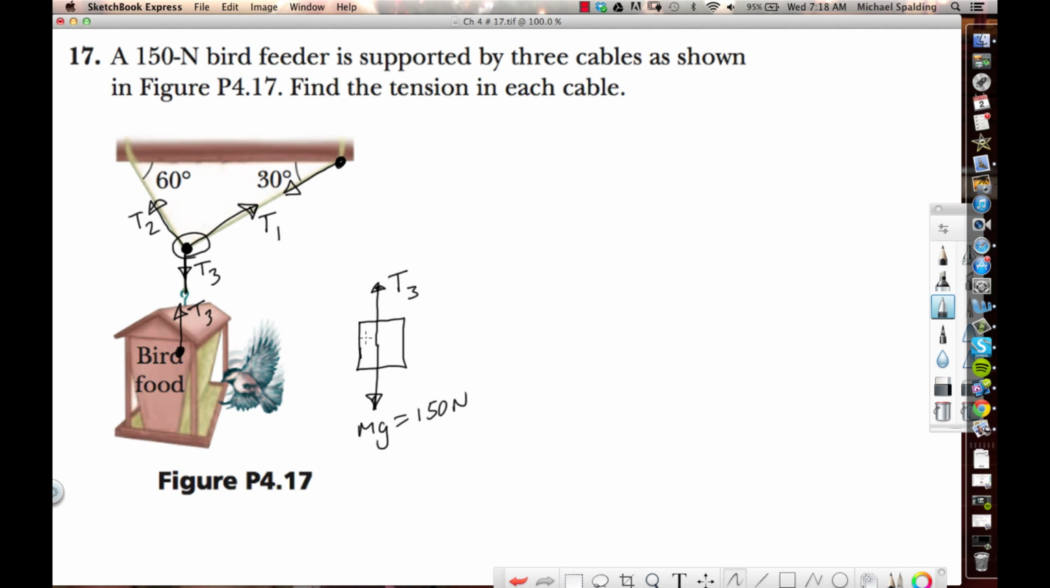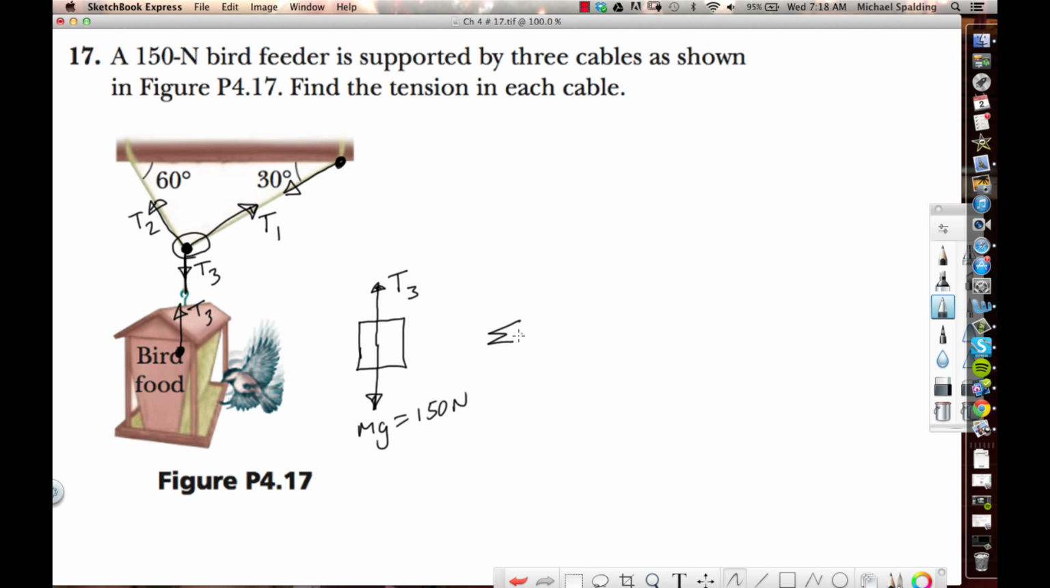Now, is the bird feeder accelerating? Or is it just sitting there? It's just sitting there. So if the bird feeder is not accelerating, what has to be true about these 2 forces? They have to be canceling. They're the same. They're equal. Oh, and also, look, there's no normal force here. Why do we not have a normal force? Because it's hanging. It's not resting on a surface.